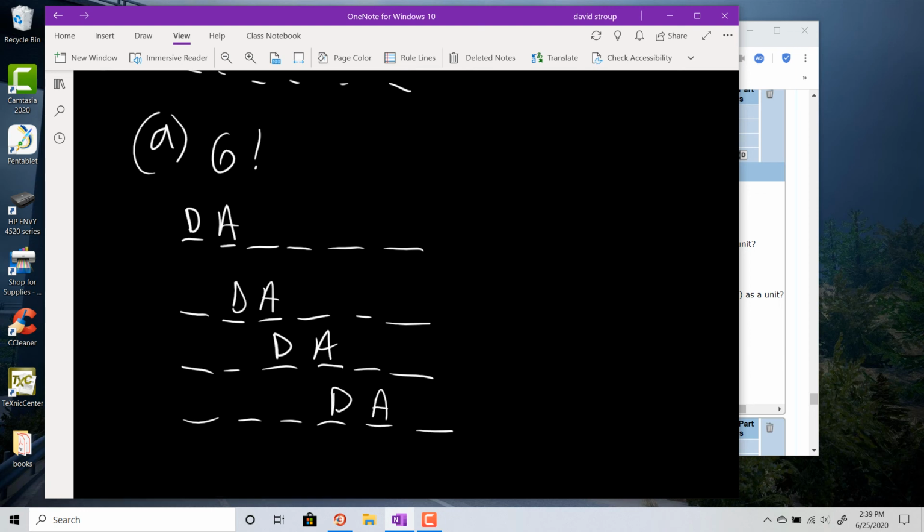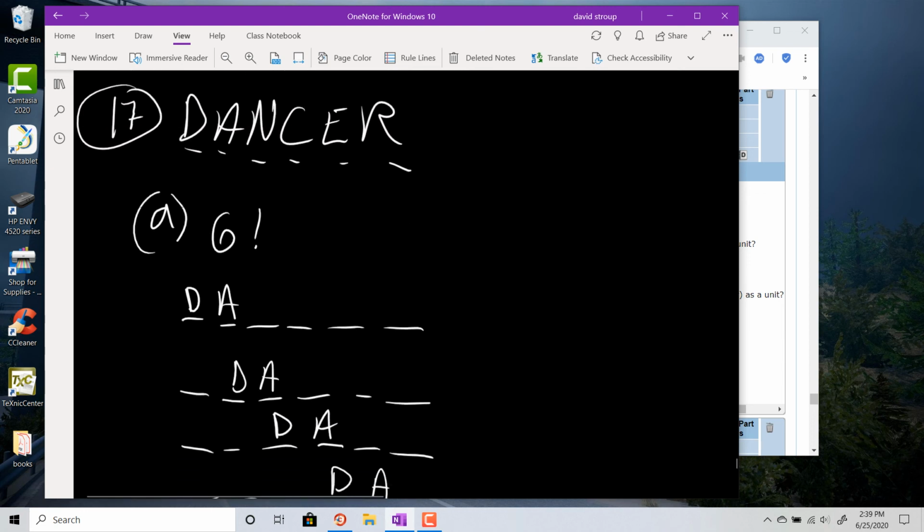There's this way, and there's this way. All right. And then what you're going to do is add those together. So in this first case, after you pick D and A, this is part B. There are 4 letters left over to choose from. So there's 4 different ways here, and then 3, and then 2, and then 1. So this is 4 factorial.